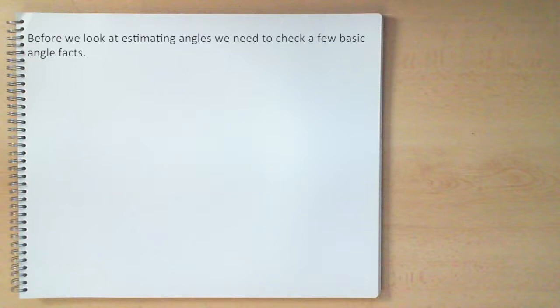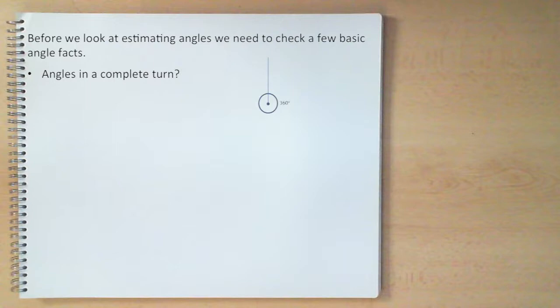We're going to look at how we can estimate the size of various angles. Before we do that, we're going to have to look at some basic facts about angles. So the first one is the number of degrees in a complete turn, the angle of a complete turn. And that, if we look at that, is 360 degrees, is a full circle.